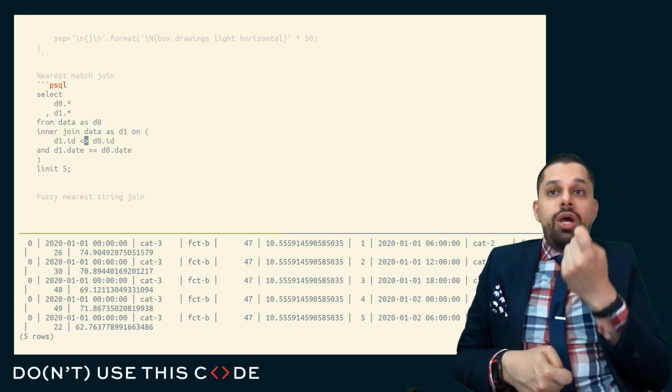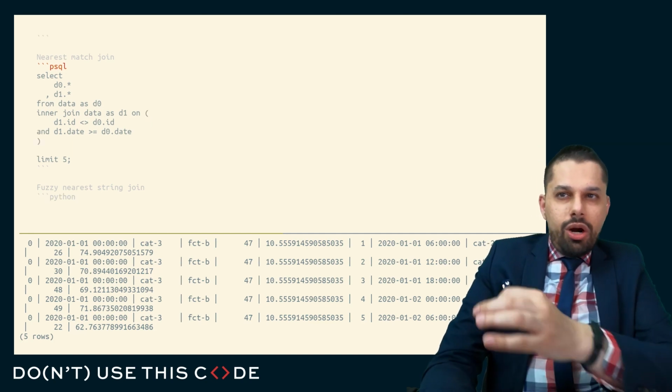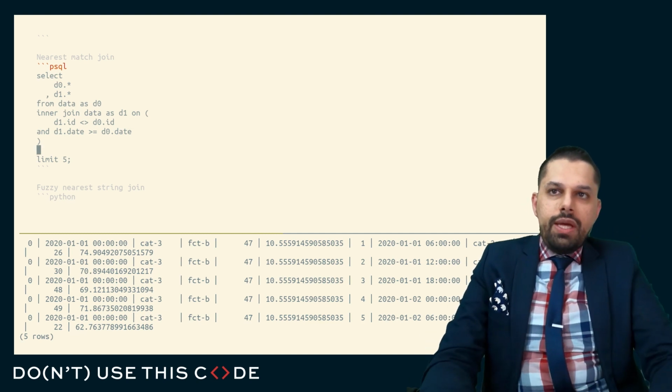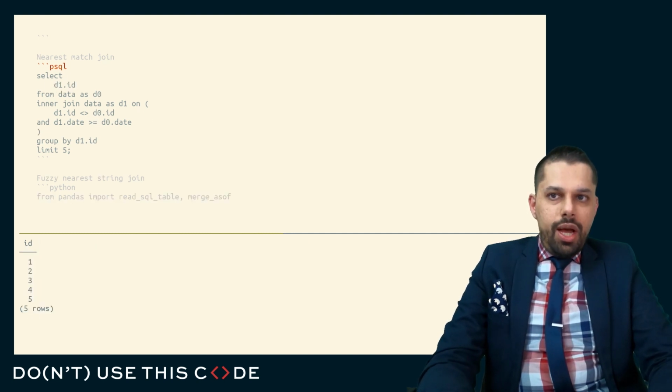So necessarily, we're going to have to do some sort of grouping. And if you think about it, our target is the D1. That's what we're trying to find, everything that was before. So we'll probably group by D1.id. And when we group by D1.id, we can see each row that we got.